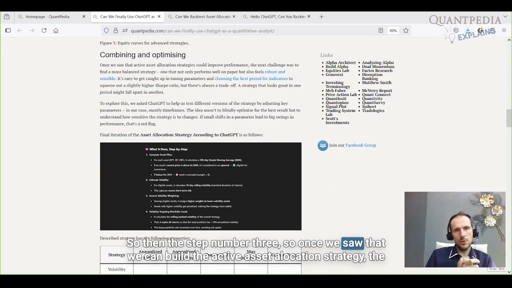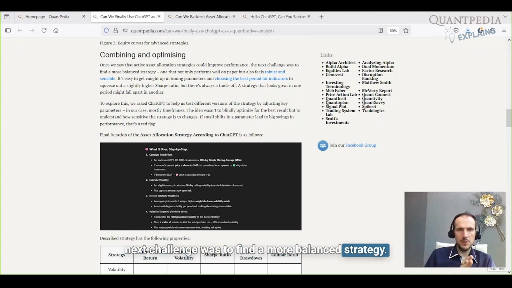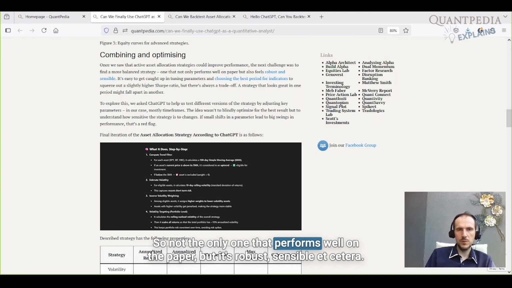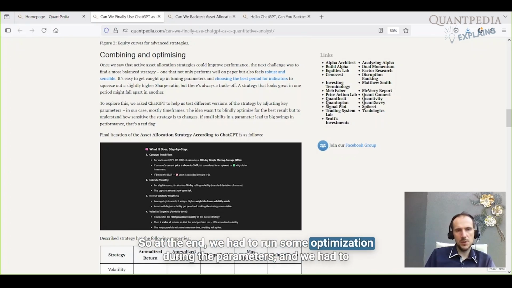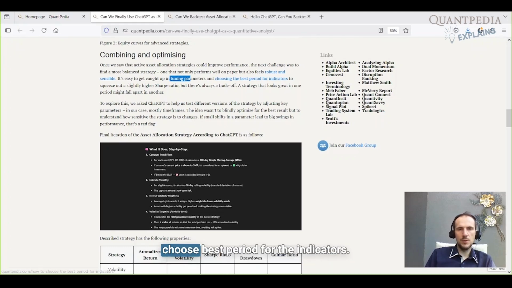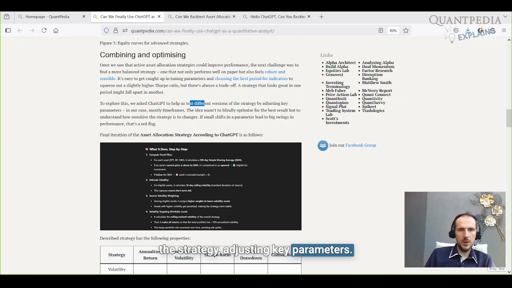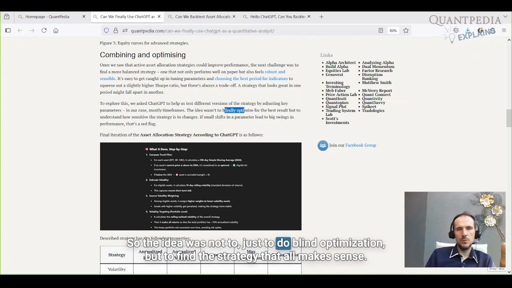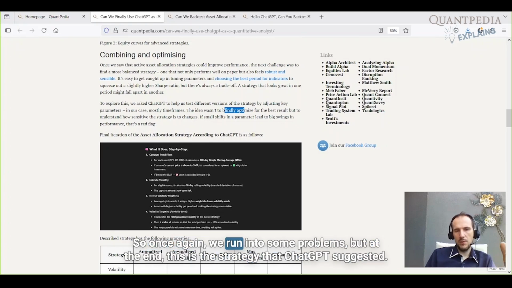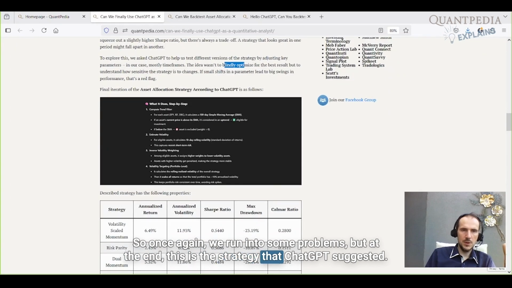So once we saw that we can build the active asset allocation strategy, the next challenge was to find a more balanced strategy. So not only one that performs well on paper, but one that is robust, sensible, etc. So at the end, we had to run some optimization, tuning the parameters, and we had to choose the best period for the indicators. So once again, we asked ChatGPT to help us test different variations of the strategy, adjusting key parameters. So in our case, it's mostly the time frames. The idea was not to just do blind optimization, but to find a strategy that all makes sense. Once again, we ran into some problems, but at the end, this is the strategy that ChatGPT suggested.